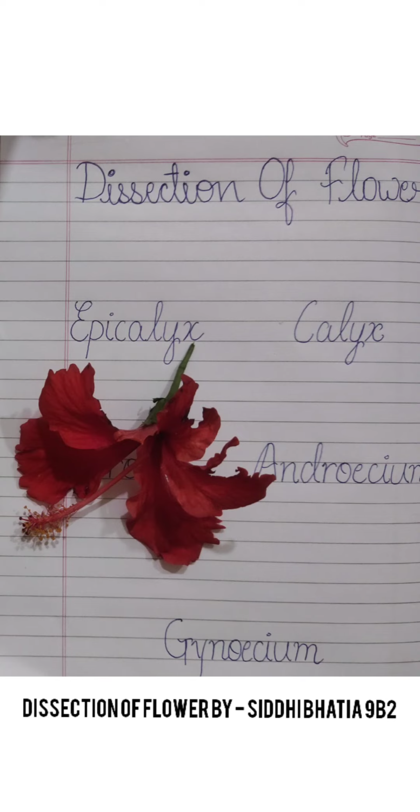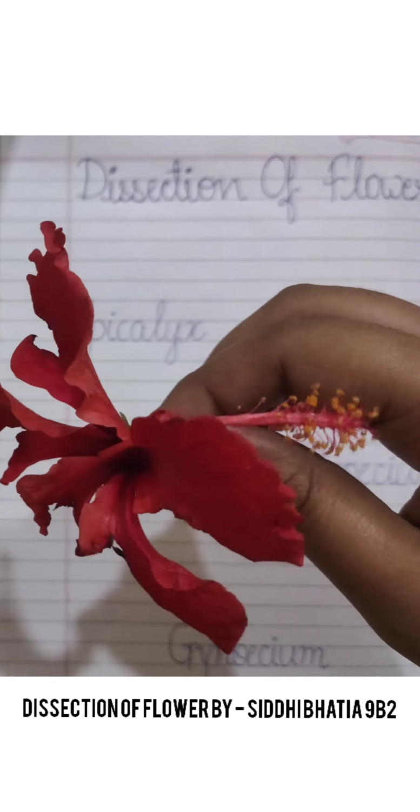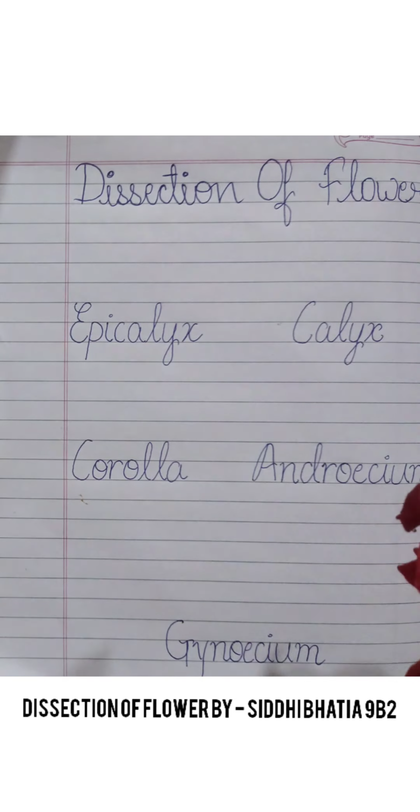So we all know that the flower has four whorls. First whorl is the whorl of sepals called calyx. Second whorl is the whorl of petals called corolla. And third whorl is the whorl of stamens collectively known as androecium. Fourth is the whorl of carpels collectively known as gynoecium. So we can say that this flower has all four whorls, so it is a complete flower.